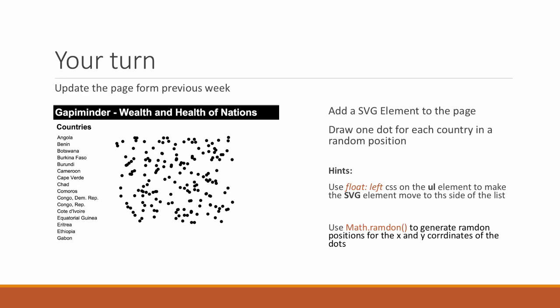Okay, so now it's your turn. So using this idea of adding circles to SVG, I want you to add a circle for each country on your previous page, and add the SVG and add the circles. And for now, you can just use the same thing that I did in the demo. You can use Math.random to generate random positions for your circles. And if you want to move it, so the SVG should be on the right of your list, you can use float left. This will make the SVG show here and not on the bottom of your list.